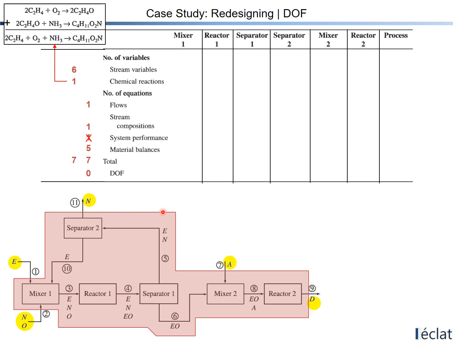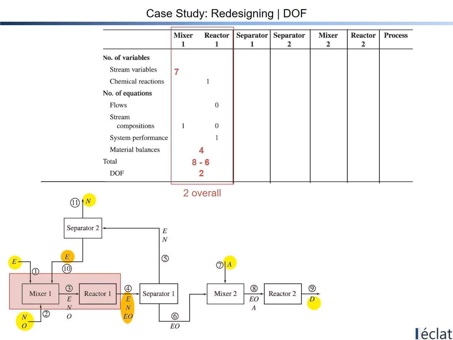Anyway, after we make this black box and several calculations, we know those values 1, 2, 3, 4, 5, 6 from the entire process. Then let me change the system. So I'll take mixer 1 and reactor 1 as the system. So in that case, E and N and O are introduced. Also, another E is introduced from separator 2, and the output is ethylene, nitrogen, ethylene oxide. So let me check the degrees of freedom.